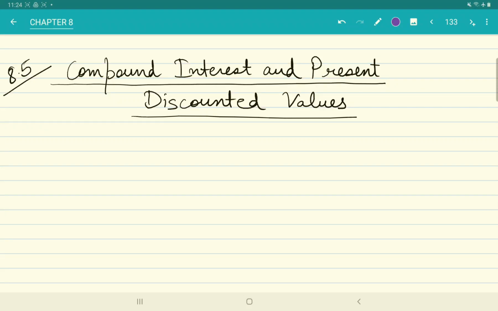Another application concerns compound interest and present discounted values. Here I'll just recall what we have done earlier. Suppose I have f of t, which denotes the stock of any quantity at time t, and in this case f prime t by f of t denotes the relative rate of increase of the stock at time t, and there are cases wherein this is a constant r, that is, the relative rate of increase is a constant r.